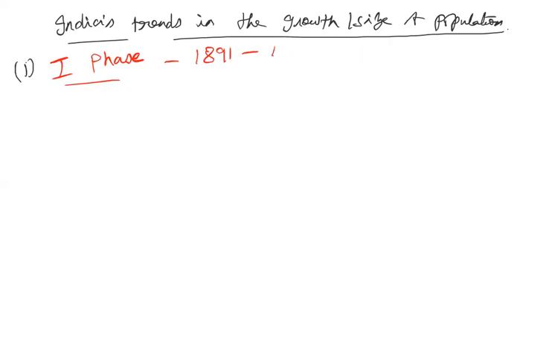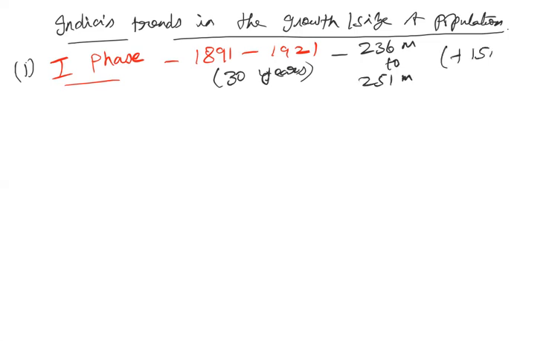1891 to 1921. So during this 30-year period, India's population increased from 236 million to 251 million, an addition of 15 million. So remember, 15 million in 30 years, that is 1891 to 1921.